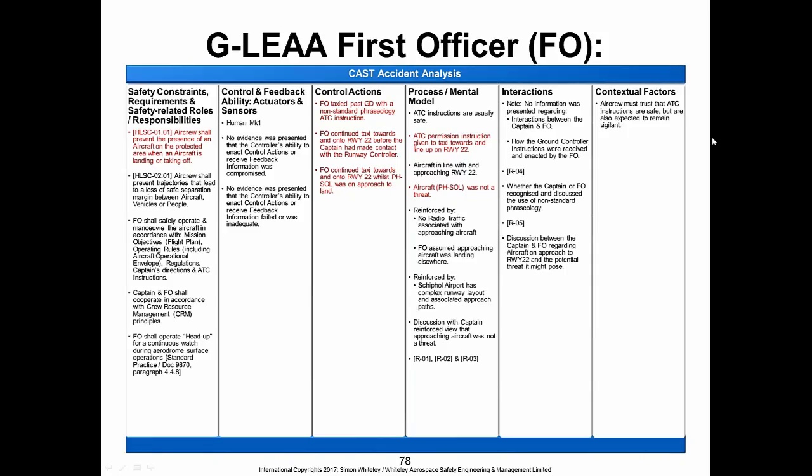And then some contextual factors. The aircrew must trust that ATC instructions are safe, but they're also expected to remain vigilant. Now that's important because obviously the aircrew on a flight deck cannot know everything else that's going on outside the flight deck.